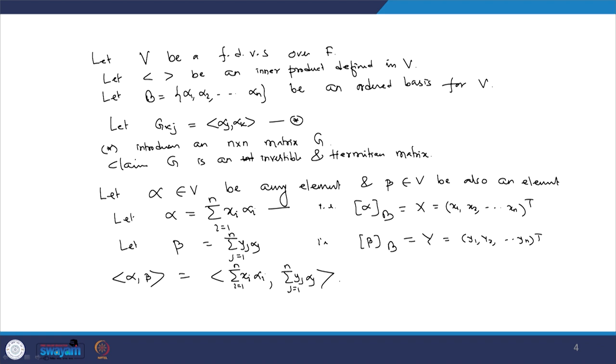Not to confuse with the i as the square root of minus 1, I can rewrite this as sigma x_k alpha_k, k equal to 1 to n, and this is your sigma y_j alpha_j, j equal to 1 to n. So this implies that the inner product of alpha and beta equals sigma over k from 1 to n of y_j alpha_j, j from 1 to n. So I can write down the inner product of alpha and beta like this.